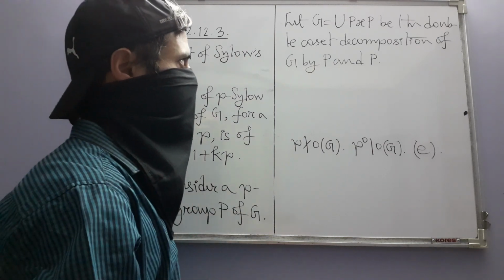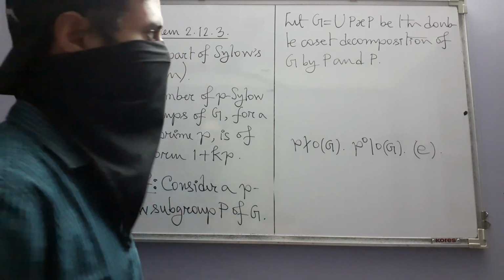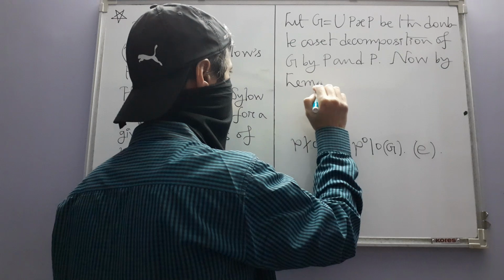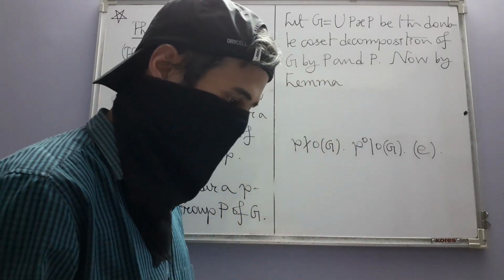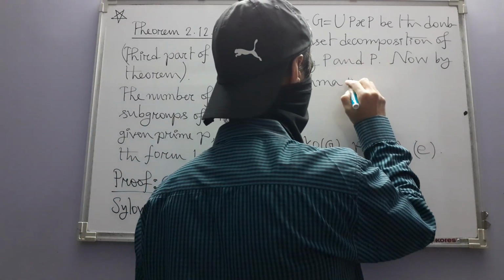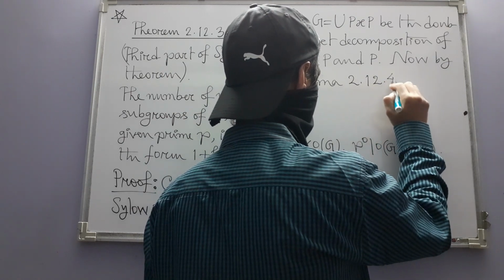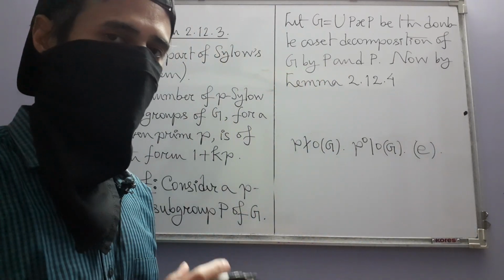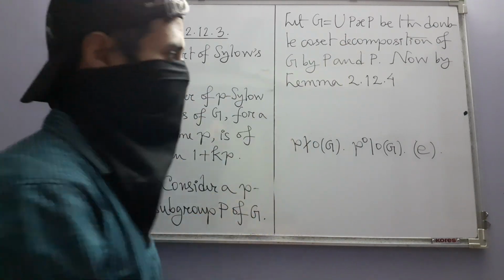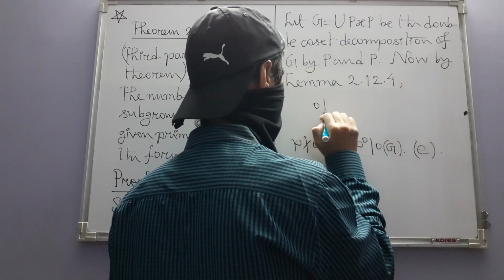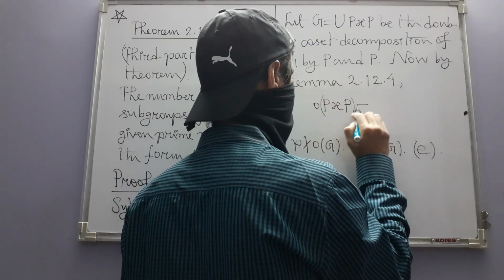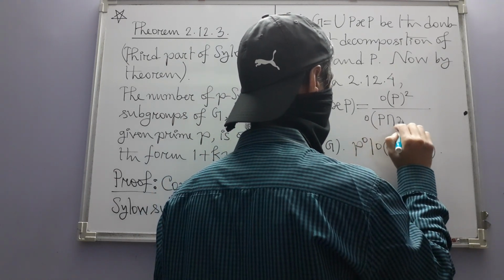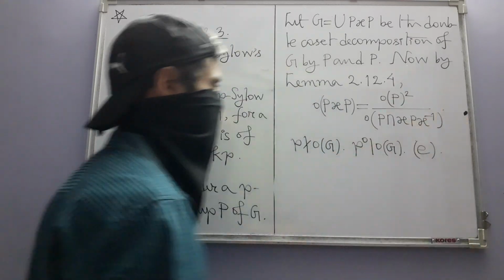Now the next thing we will consider is the number of elements each such double coset has. By Lemma 4 of section 12, we already know that this lemma tells us how many elements a double coset has, not just in this case but in general also. Okay, so we already know this.